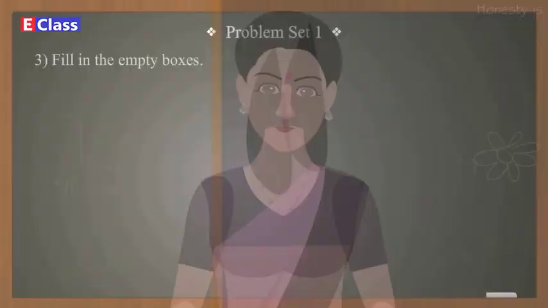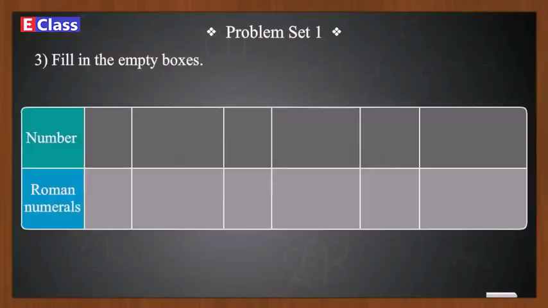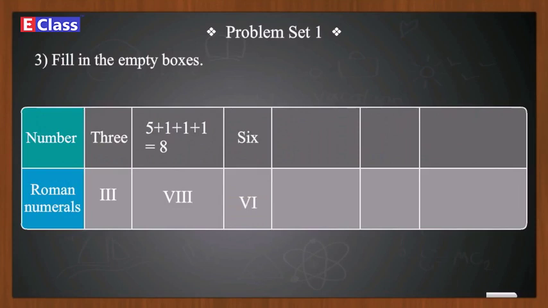Now, students, we will see the third example. 3. Fill in the empty boxes. Number 3. Roman numerals III. Number 5 plus 1 plus 1 plus 1 is equal to 8. Roman numerals VIII. Number 6. Roman numerals VI.